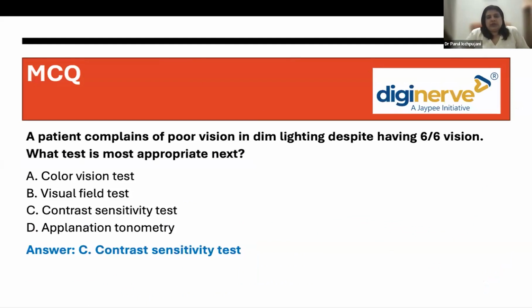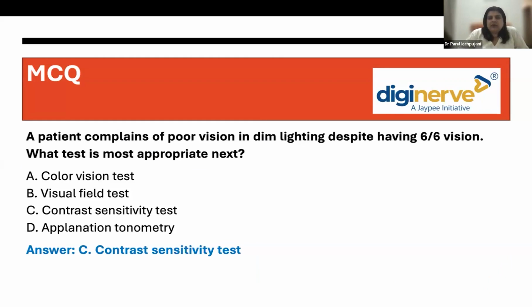You get a question that a patient complains of poor vision in dim lighting despite having 6/6 vision. What test is most appropriate? Now, dim lighting is the clue here, which tells you that you need to check the contrast. With color vision testing, a person would be color vision deficient in both dim and bright lighting, so the lighting would not be the clue here.